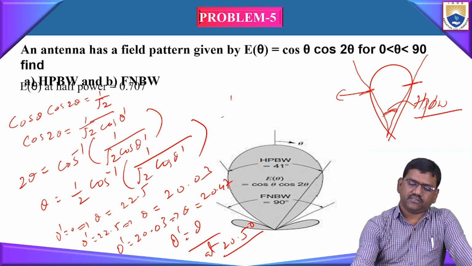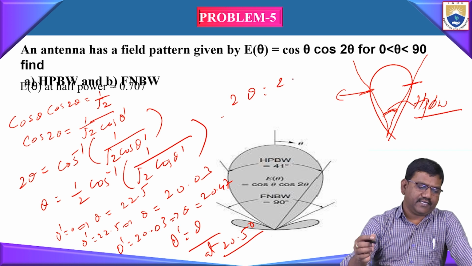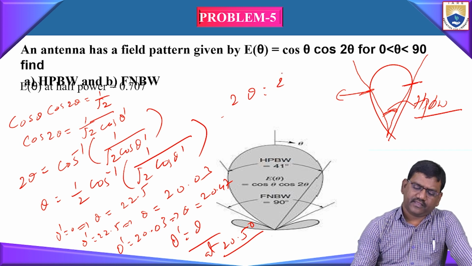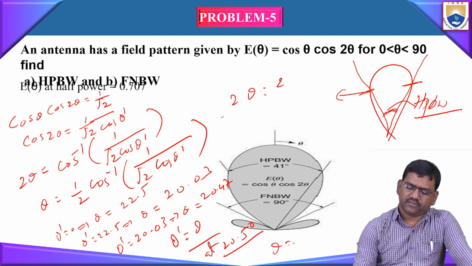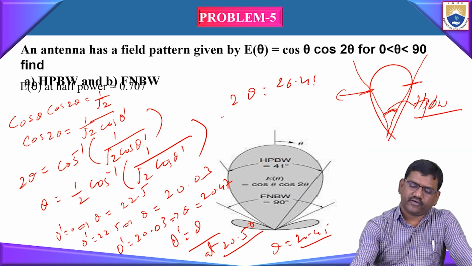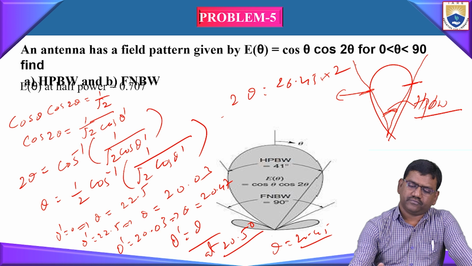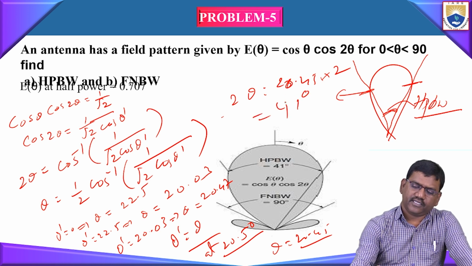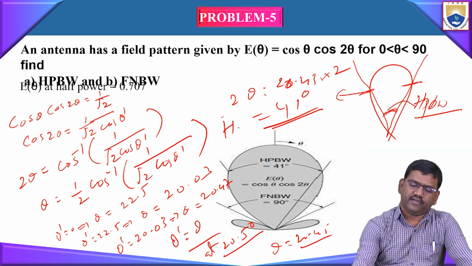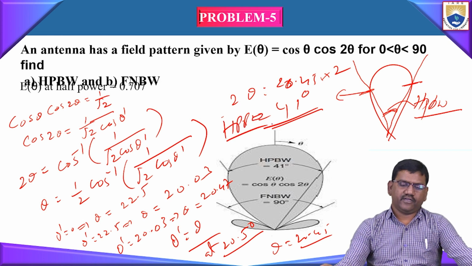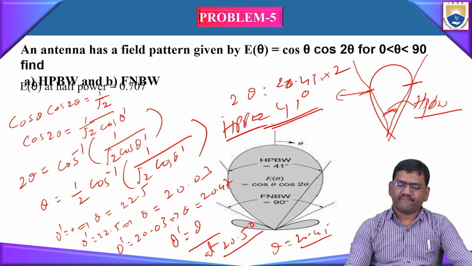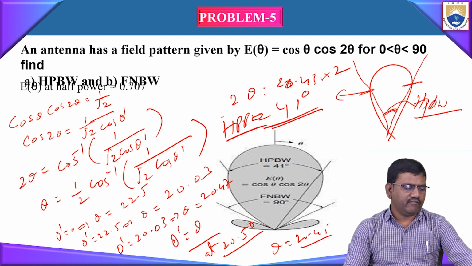So theta is equal to 20.45. So what is 2 theta? 20.45 into 2 is equal to 41 degrees approximately. So this is the half power beam width value.